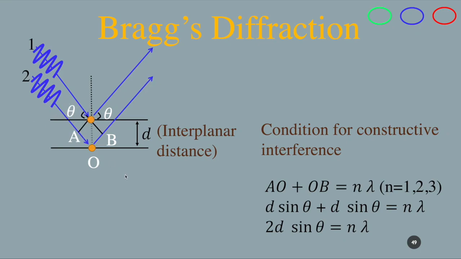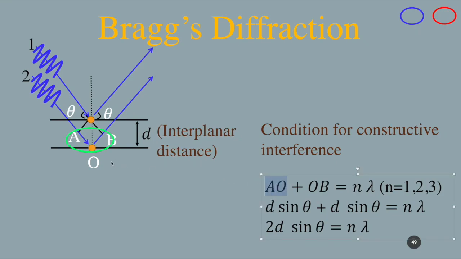Now, to observe diffraction, we must satisfy the condition for constructive interference. What does that mean? The difference between ray 1 and ray 2 is AOB, because X-ray number two travels an extra distance of AOB. If the reflected waves are to be in phase, this extra distance traveled by ray 2, AO plus OB, should be equal to an integer multiplied by the wavelength. This is the condition for constructive interference in the Bragg model.